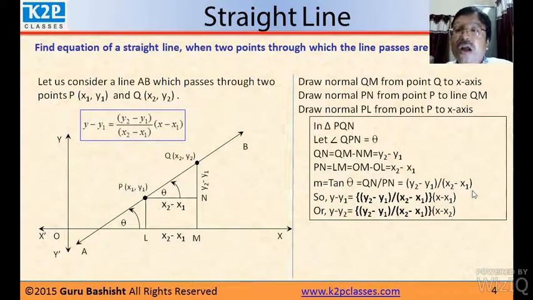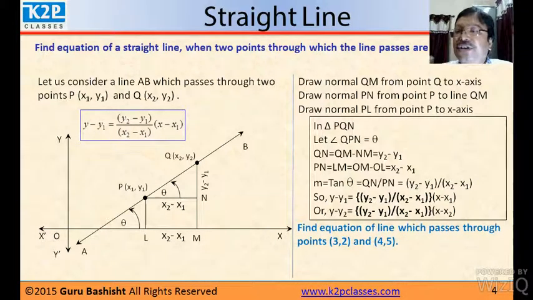Now with the help of the previous form of the equation of a straight line, y minus y1 equals m into x minus x1, or y minus y2 equals m into x minus x2, because the line passes through both the points x1, y1 and x2, y2.